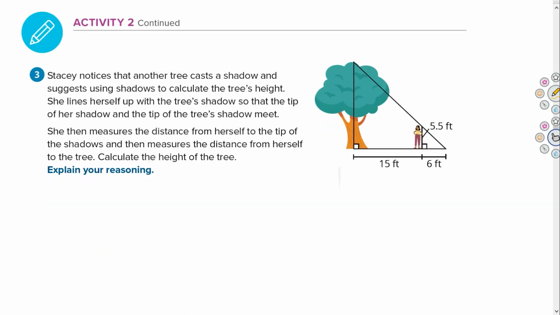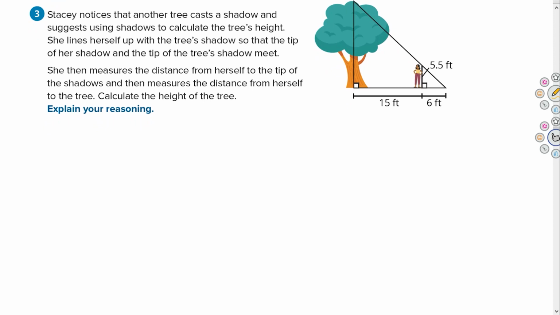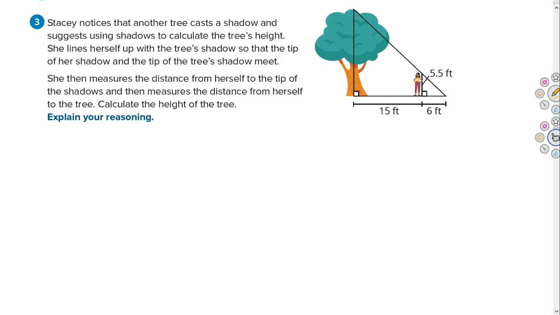In the next problem, we are not using a mirror. So let's say Stacy gets to the park and she wants to know the height of the tree. Again, that would be a very normal thing to do in this world. Stacy notices that another tree casts a shadow and suggests using shadows to calculate the tree's height, which is another thing you can do. She lines herself up with the tree's shadow so that the tip of her shadow, so let me just sketch a picture here.